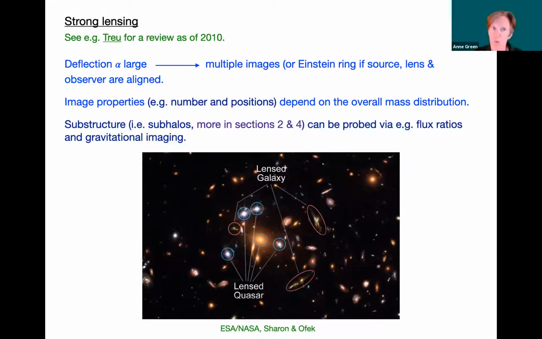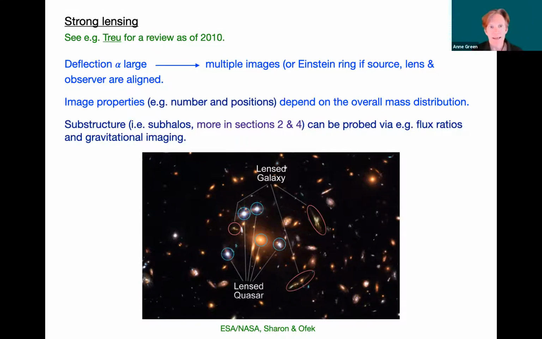And if you want or need to learn more about this, I've cited a review there, which is about a decade old. So observational results have changed since then, but theory in this case hasn't. So strong lensing is where that deflection angle alpha is large. So in general, that means you get multiple images of a single source because of the light being bent.